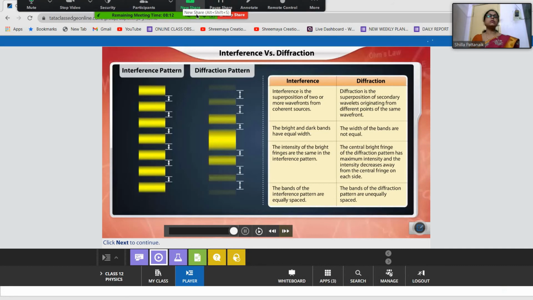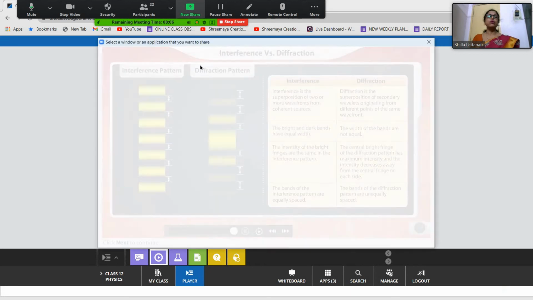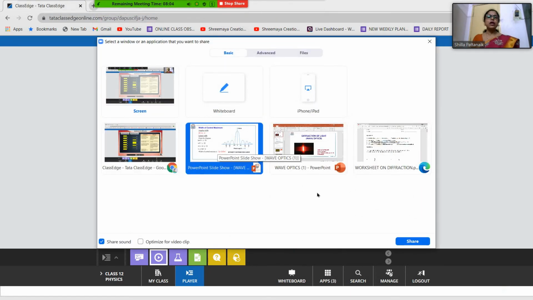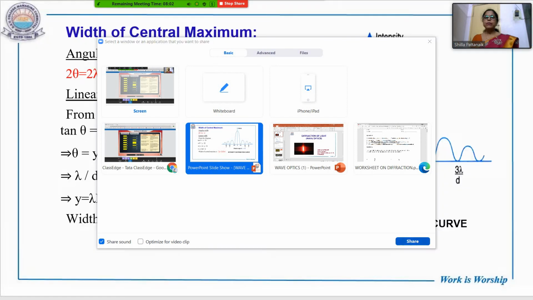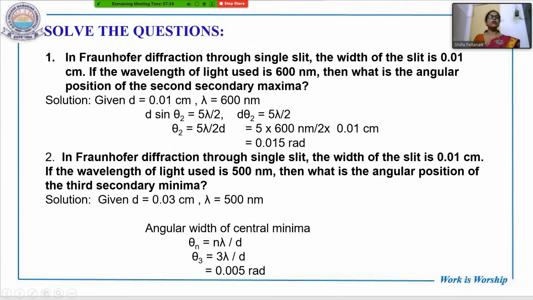Okay students, so this is very clearly understood, the differences between interference and diffraction. I hope you must have understood. Now let us solve numerical questions on diffraction. So first question, all of you go through this.